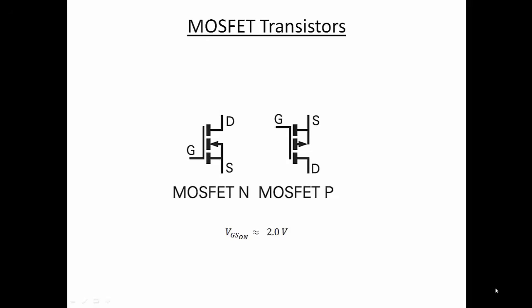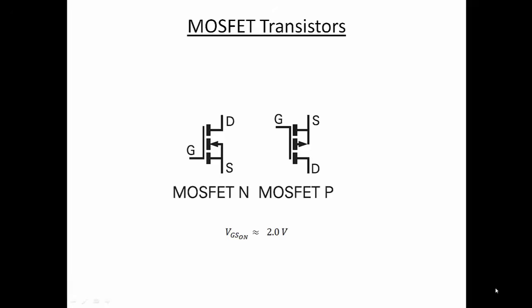MOSFET transistors operate on a completely different principle. The gate voltage modulates the channel width between the source and the drain. This changes the resistance and allows current to flow. The relationship between the gate voltage and the source to drain current is called transconductance and is analogous to the beta of a bipolar junction transistor. The difference is that the MOSFET is a voltage-controlled device as opposed to current-controlled.